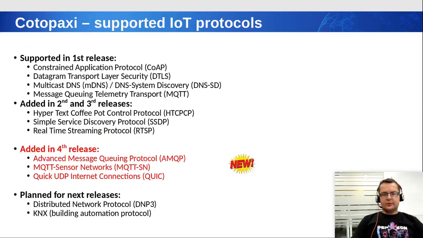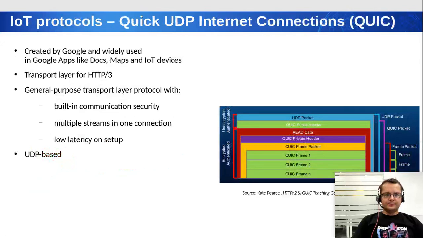Cotopaxi currently supports 10 protocols. Three of them were added in this version. These are Advanced Message Queuing Protocol, AMQP, MQTT for sensor networks, and the QUIC protocol. I will shortly tell about two of them.